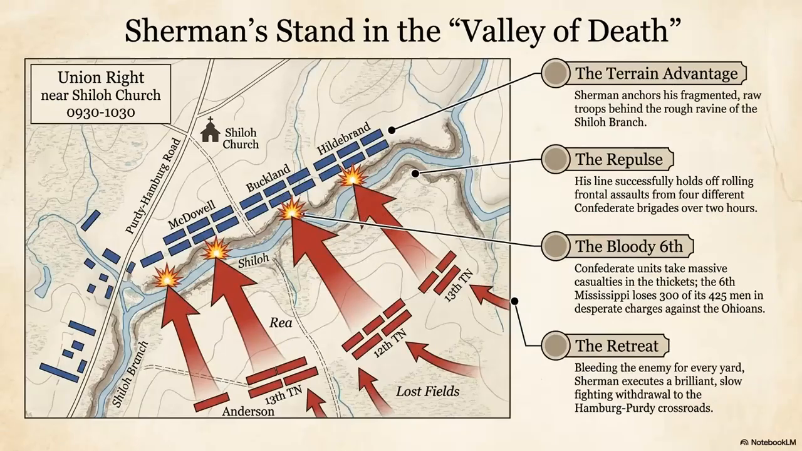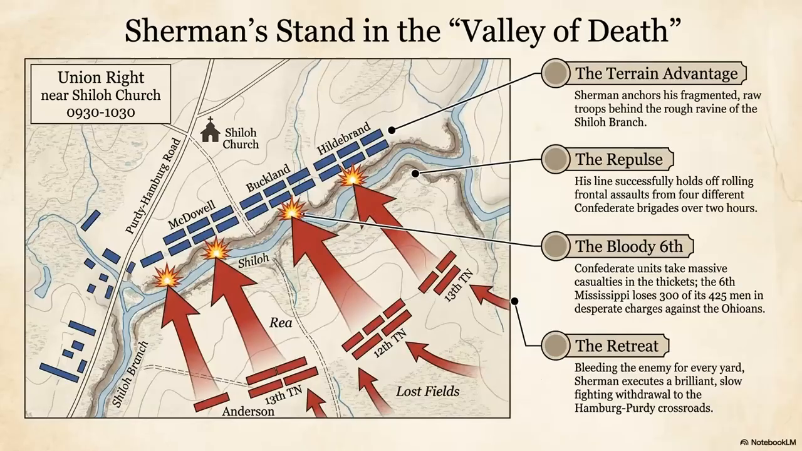We turn to the Union right near Shiloh Church between 9:30 and 10:30, charting Sherman's stand in the Valley of Death. Utilizing a vital terrain advantage, Sherman anchors his fragmented, raw troops behind the rough ravine of the Shiloh branch. This positioning sparks a fierce repulse, successfully holding off rolling frontal assaults from 4 different Confederate brigades over 2 brutal hours.